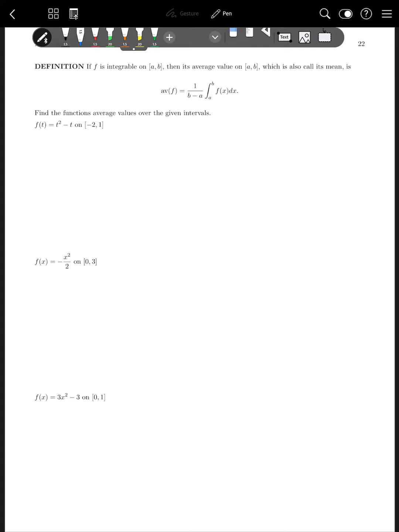So if f is integrable over an interval, we can find its average value, also called its mean, by using the formula 1 over b minus a times the integral from a to b of f of x dx. Okay, so 1 over the width times its definite integral.